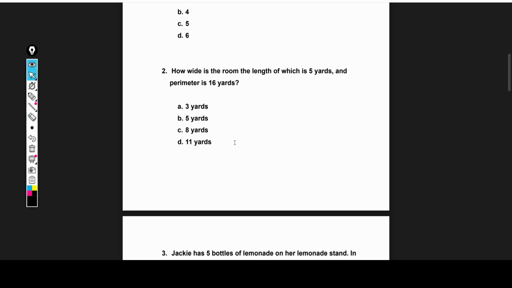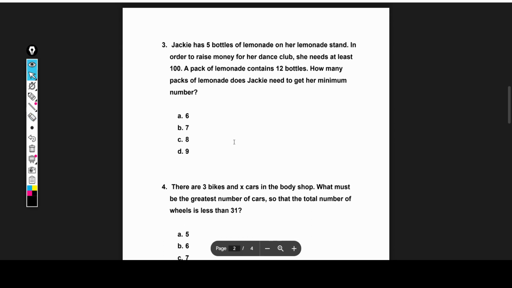Alright. For our next problem, Jackie has 5 bottles of lemonade on her lemonade stand. In order to raise money for her dance club, she needs at least 100 bottles of lemonade. A pack of lemonade contains 12 bottles, so how many packs of lemonade does Jackie need to get her minimum number? Well, to do this, we can find how many packs of lemonade she needs at least. So we can do this using an inequality. So she already has 5 bottles, and she wants to be at least 100. So at least means we're greater than or equal to 100 bottles.